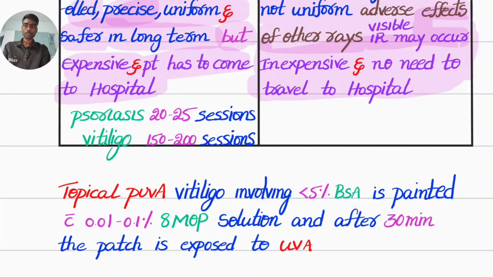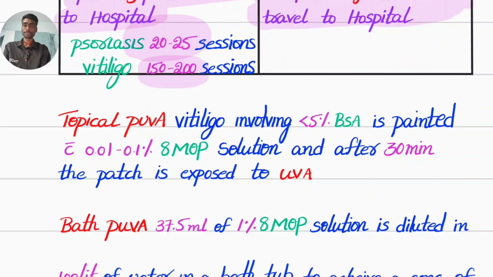For oral PUVA, psoriasis will reduce in 20 to 25 sessions. Vitiligo will require 150 to 200 sessions. In narrowband UVB, it will resolve faster. I already told you, apoptosis of cells and immunomodulation will not happen in a day. It is not killing like photodynamic therapy, multiple sessions. Here you can see not multiple, a very large number of sessions.